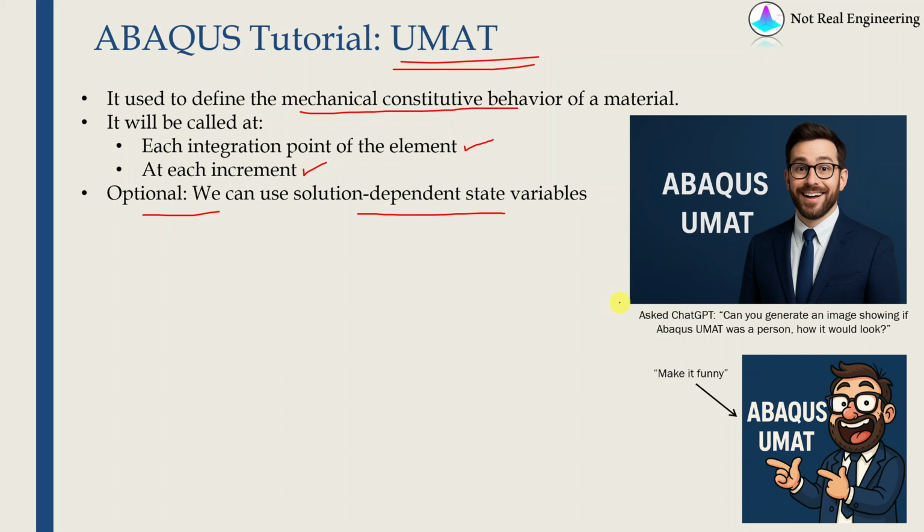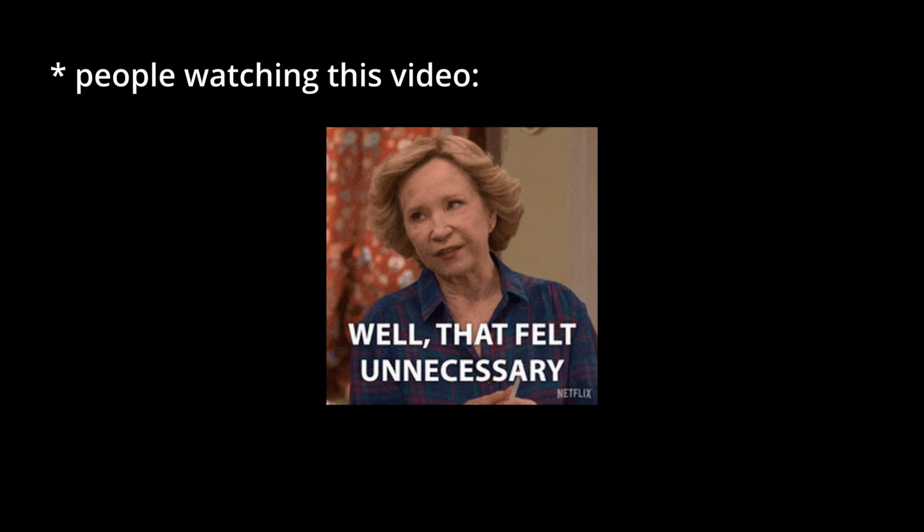I asked ChatGPT to create an image showing what Abaqus UMAT would look like if it was a person, and that's what it created. Recently, I was reading an article about biases in machine learning or AI, and ChatGPT will always create a male person for this, which kind of reflects the reality that this field is male dominated. But anyway, let's not get sidetracked by that.